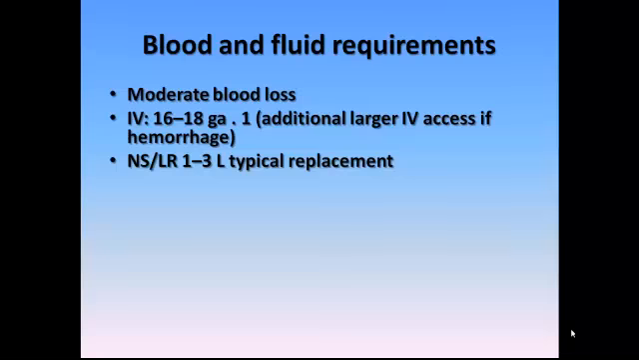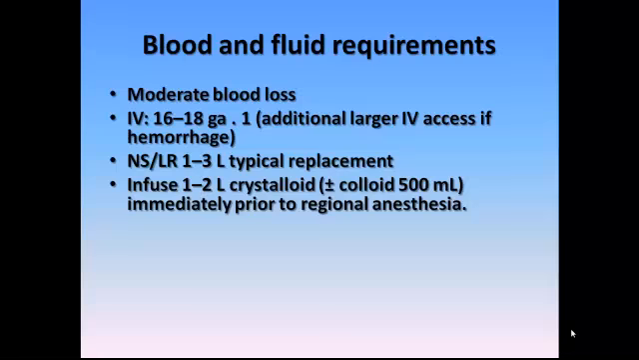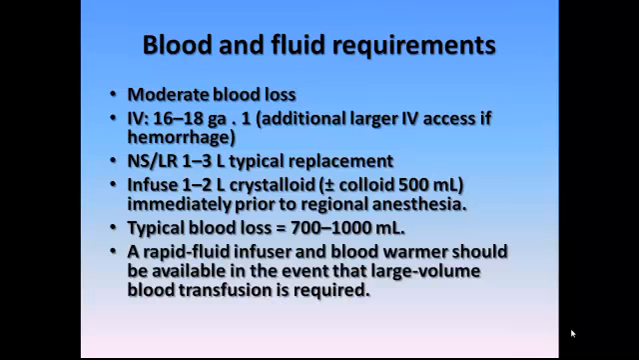Usually we give 1 to 3 liters of normal saline or Ringer's for replacement. We may also infuse 1 to 2 liters of crystalloid plus or minus some colloid, half a liter, immediately prior to the regional anesthesia if regional anesthesia was chosen for the procedure. The typical blood loss in cesarean section ranges between 700 milliliters to 1 liter of blood. So we should be prepared for a rapid infusion, a blood warmer, and blood transfusion if required.